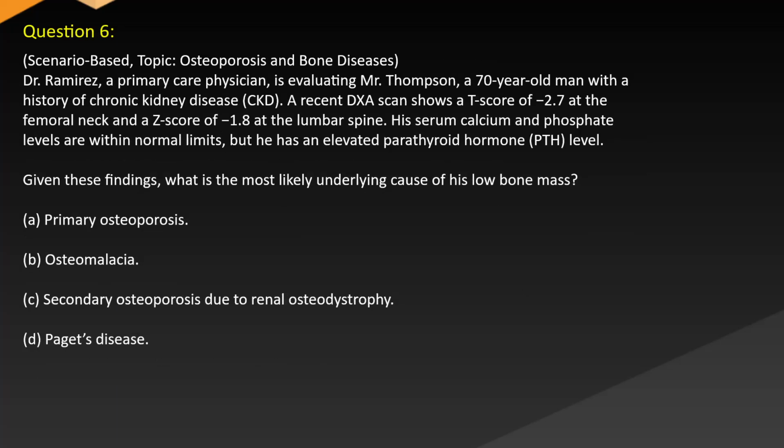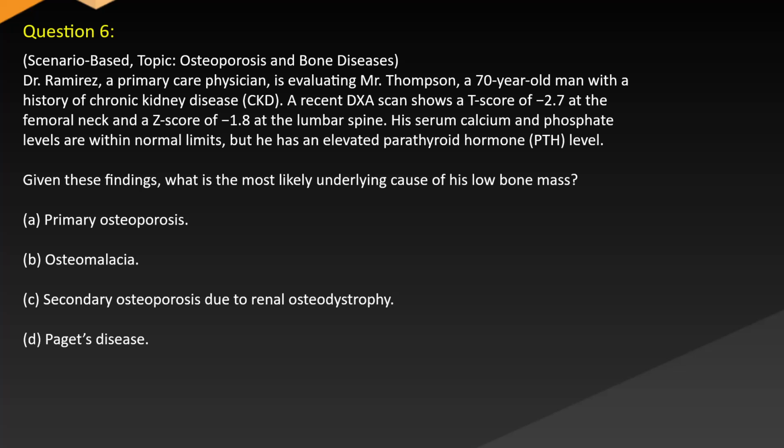Question 6. Scenario-based. Topic: osteoporosis and bone diseases. Dr. Ramirez, a primary care physician, is evaluating Mr. Thompson, a 70-year-old man with a history of chronic kidney disease. A recent DXA scan shows a T-score of -2.7 at the femoral neck and a Z-score of -1.8 at the lumbar spine. His serum calcium and phosphate levels are within normal limits, but he has an elevated parathyroid hormone (PTH) level. Given these findings, what is the most likely underlying cause of his low bone mass?